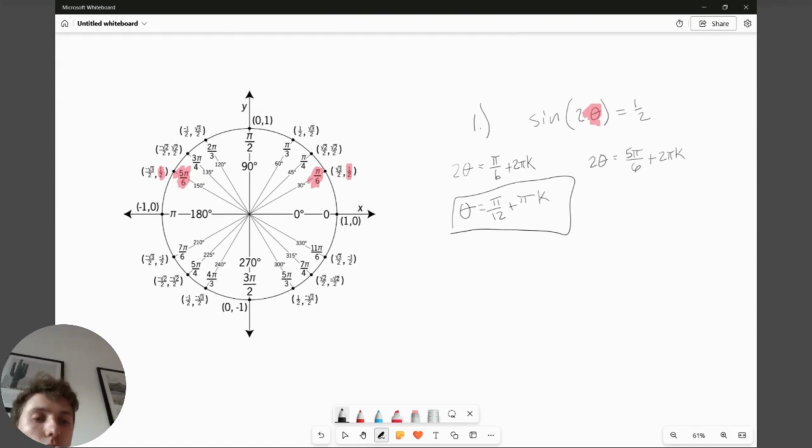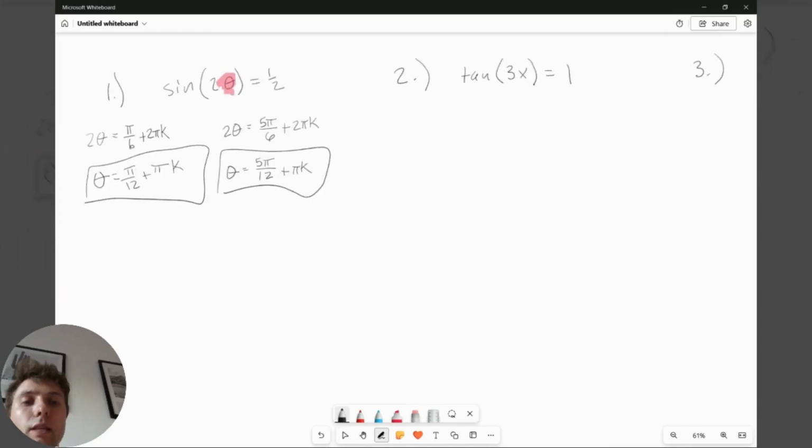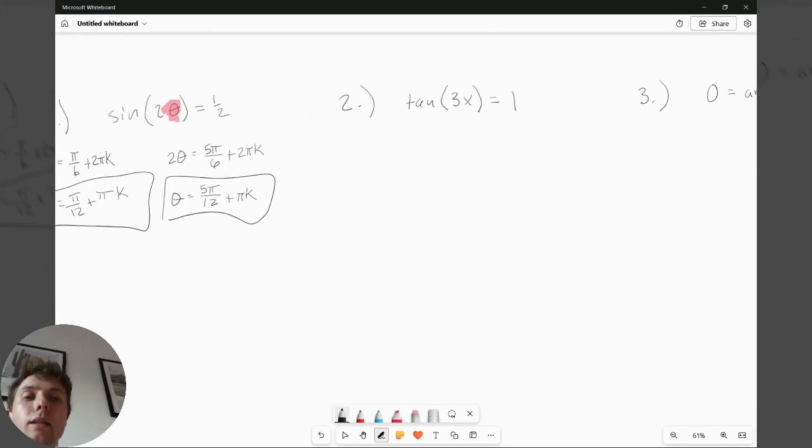That is one of our general solutions, I should say. Same idea on the second one. Make sure you divide the 2 over. You get 5 pi/12 plus pi k, and there is your second general solution. Let's go ahead and look at some other examples of what this stuff might look like.